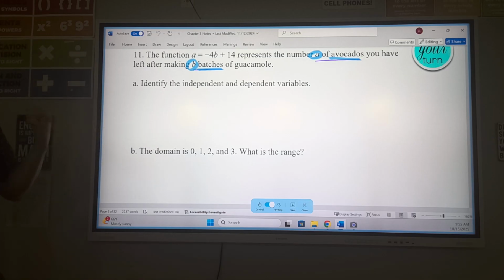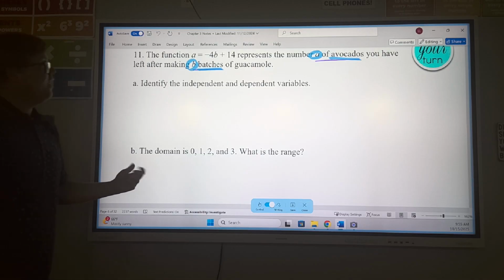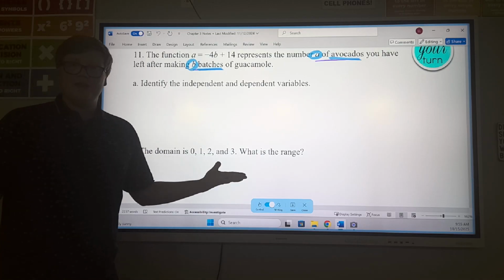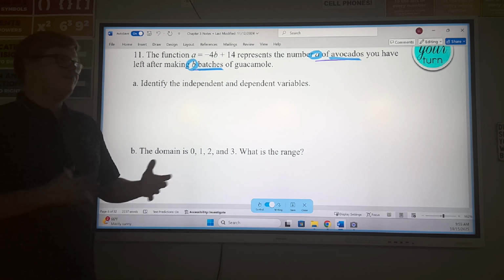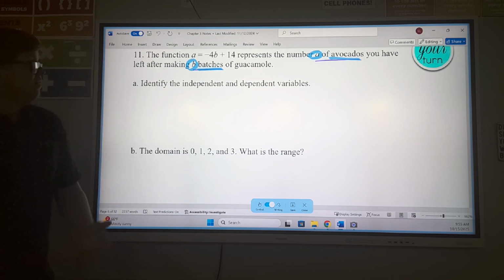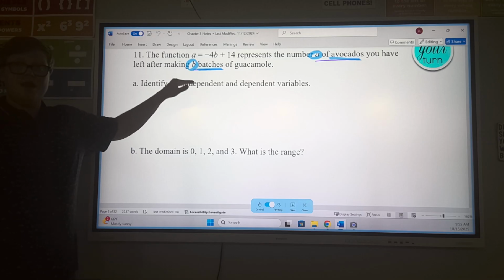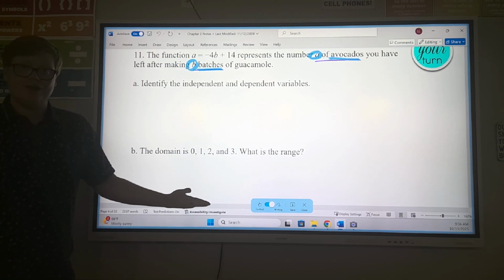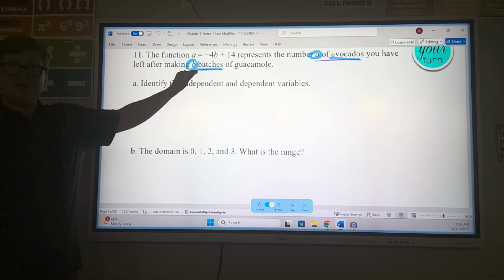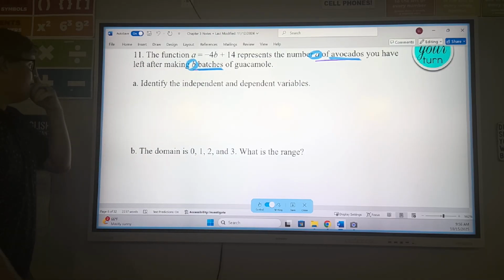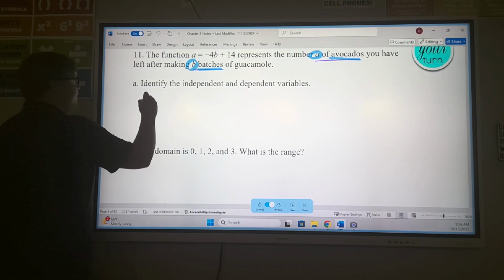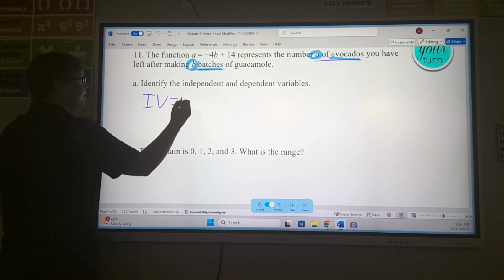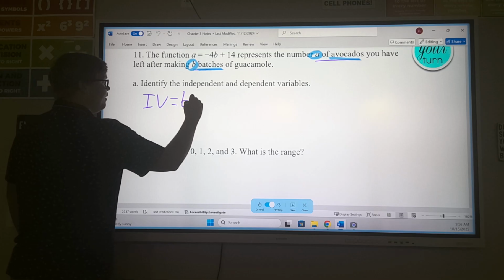The independent variable is what we can change. Now, in your mind, you might think, well, we can change the number of avocados we have by going to the store, but we're going to pretend like we're already at home. Because the number of batches you make kind of tells you how many avocados you're going to have left, right? And we can control how many batches we make when we're at home. So, the independent variable is going to be batches of guac.